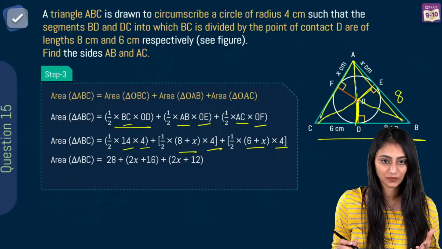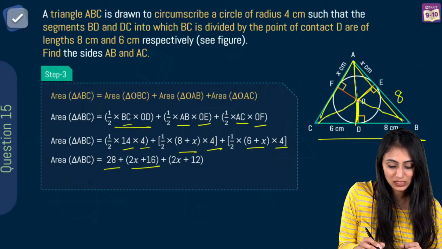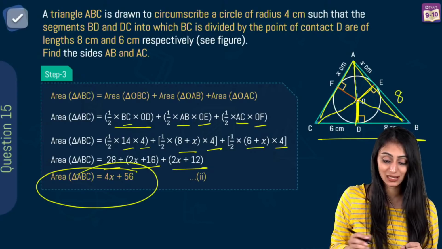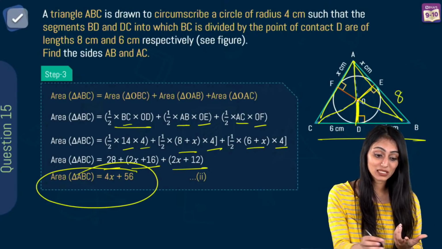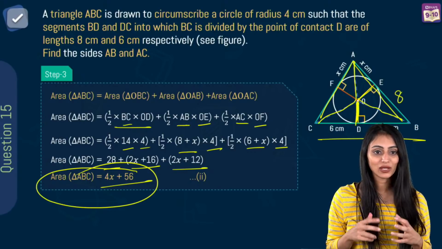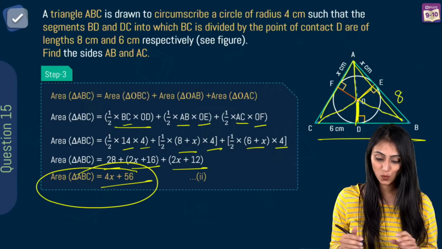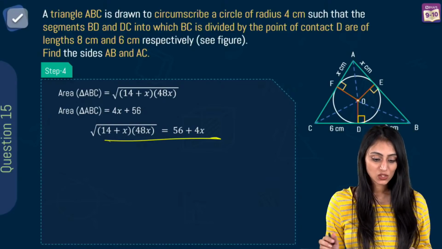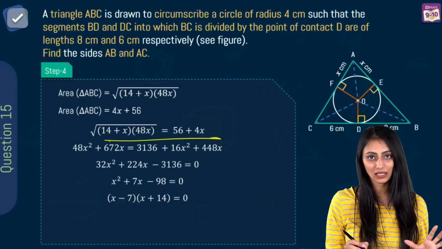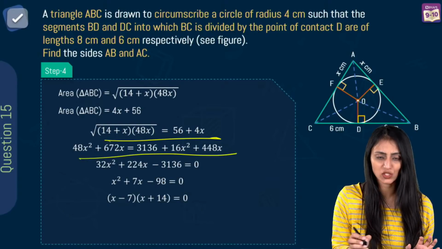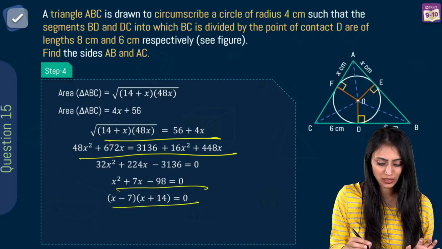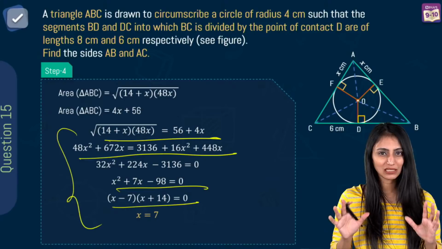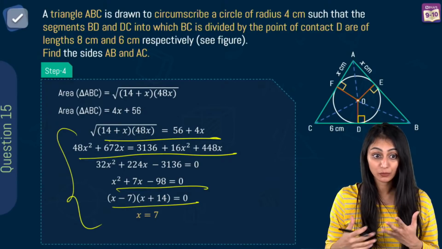Let's simplify everything. Right? So 28 plus 2x plus 16 plus 2x plus 12. I'm getting 4x plus 56. See, again I'm getting the area of triangle ABC, but there is still x in it. I don't have the value of x. Right? So what we do here is, both are the area of triangle ABC. I'm going to equate them. So when you equate them, a quadratic equation will be formed, right? A big equation will be formed. Then you arrive at this equation, then you do splitting and all, and you arrive at the value of x. So this is one way of doing it, but it's a little, I would say, calculative, more time consuming.